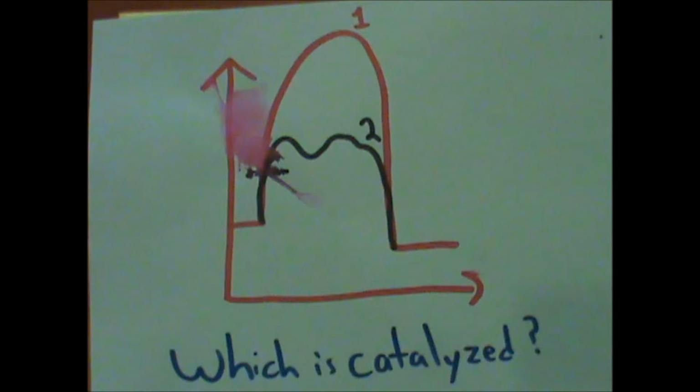So reaction 1 is a typical reaction profile of a single step. Reaction 2 has 2 steps, but it's faster with lower activation energies. So that would indicate that reaction 2 is being catalyzed.